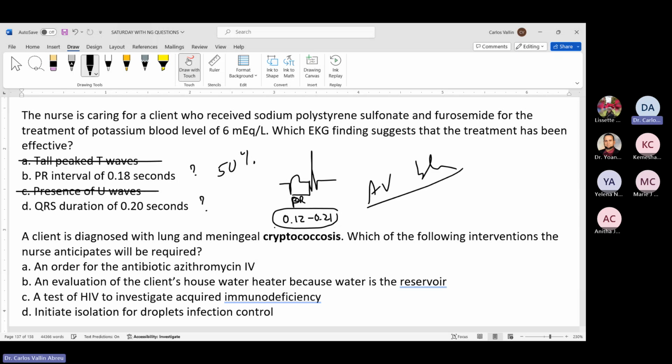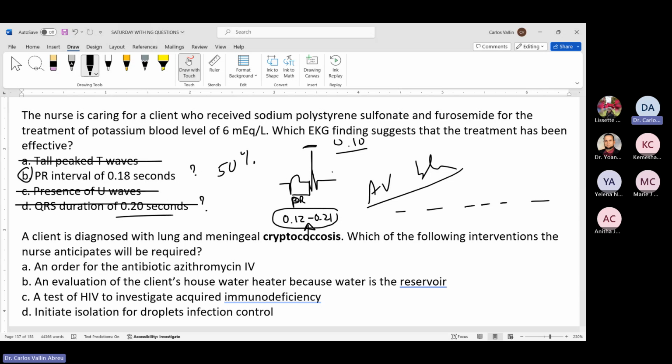So the first degree of AV block is when the duration is more than 0.21. And then when progressive prolongation starts appearing, that is second degree AV block, Mobitz 1, etc. So that's why this interval is important. The duration of the QRS should be below 0.10. So 0.20 is too much duration. 0.08 is in the normal range, and this is okay.